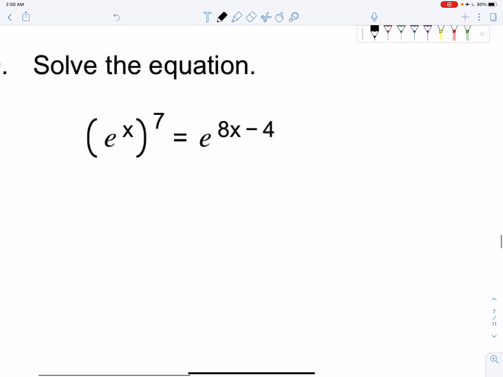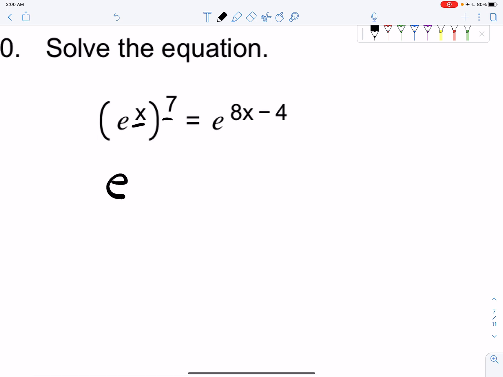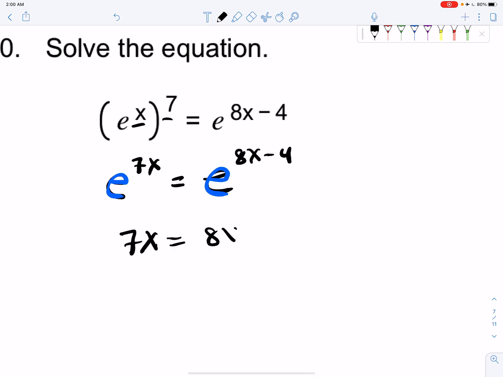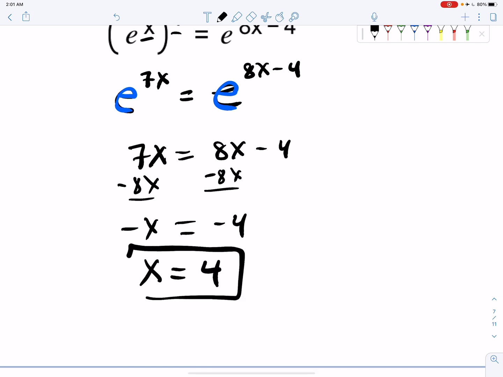Another one with e, but once again, e is just an irrational number, but it is a number, not a variable. Now we've got a power raised to a power, so this is e raised to the 7x equals e raised to the 8x minus 4. Well, they both have the same base. If they both have the same base, then we can set the exponents equal to each other without any problem. And you can move these any way you really want, but we do need to isolate the x. So we end up getting negative x equals negative 4. Multiply both sides by negative 1, and we know x equals positive 4. And we're done.